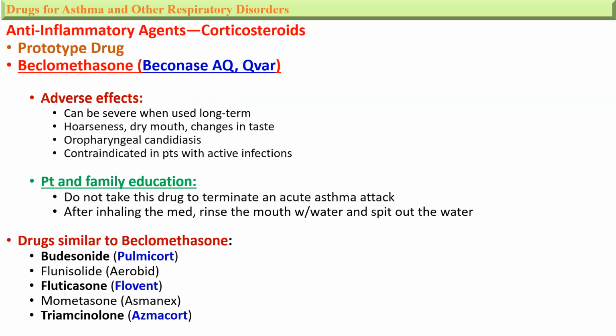Inhaled beclomethasone produces few systemic adverse effects because only small amounts may be swallowed with each dose. The patient should be observed for signs of steroid toxicity, like hoarseness, dry mouth, change in taste. Inhaled corticosteroid use has been associated with the development of cataract in adults.